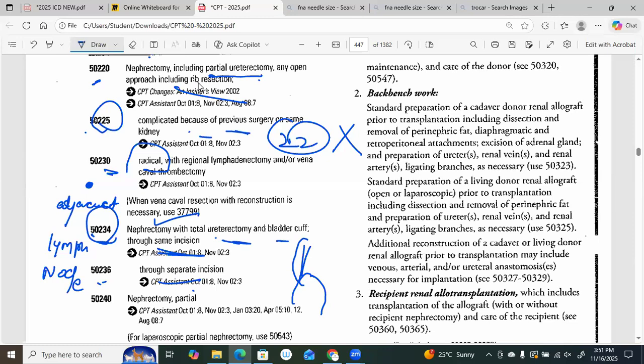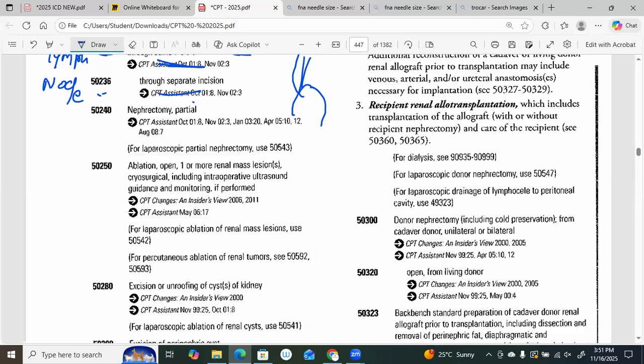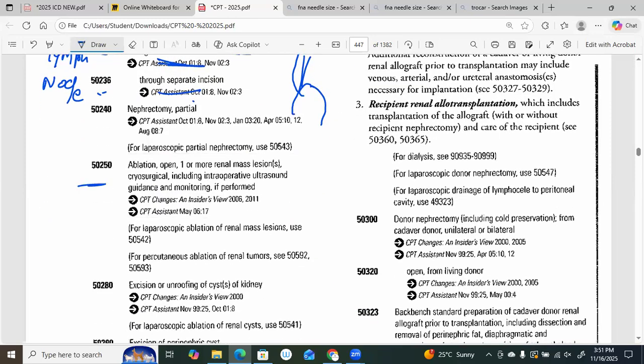So our nephrectomy codes are based on whether it's partial or total, whether ureterectomy was performed with the same incision or separate incisions, or whether any drainage tube has been placed. All these codes are for the open approach only. So you report these codes if a kidney has been removed with the open approach.